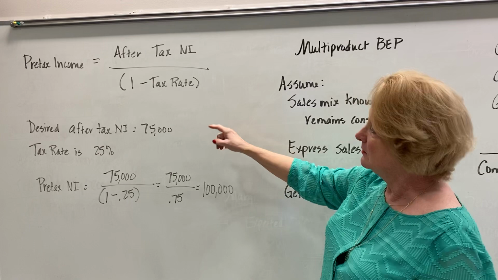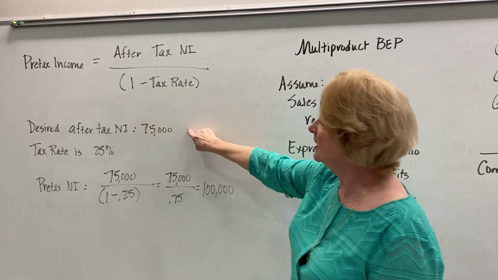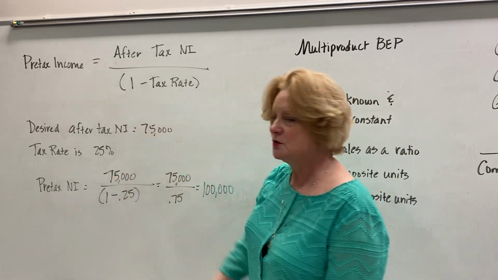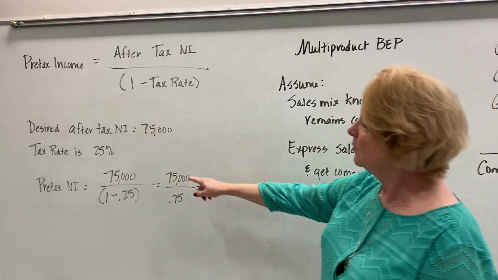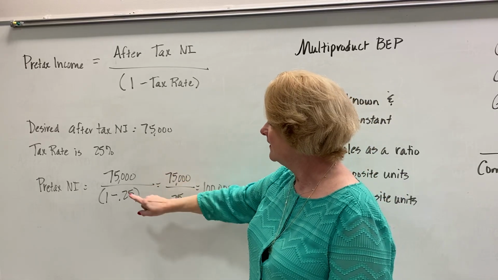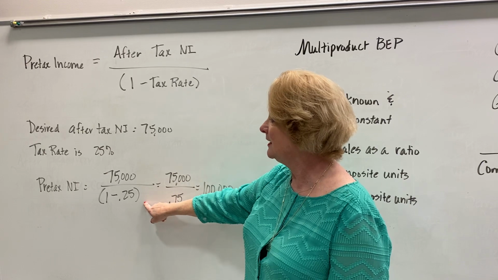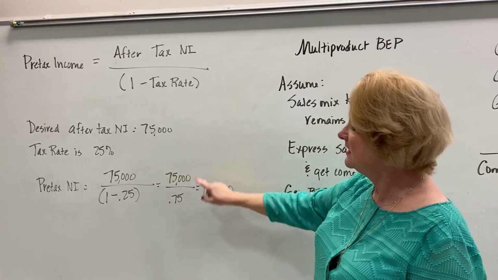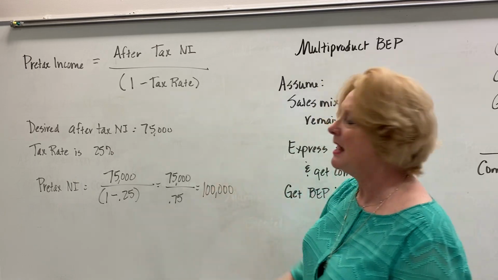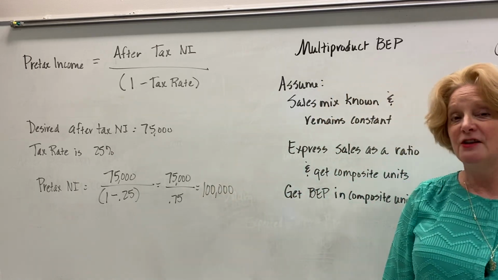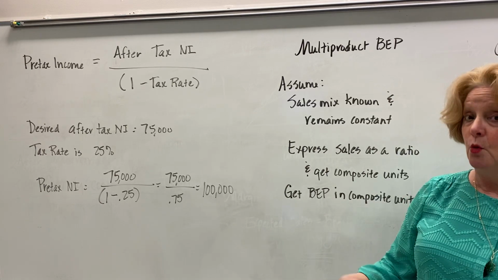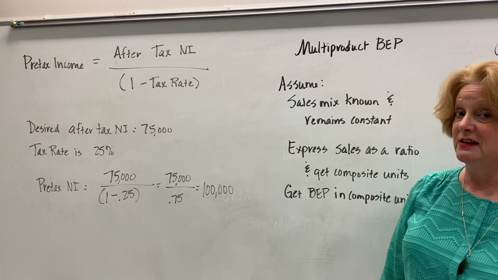Let's do an example. If my desired after-tax net income is $75,000 and my corporate tax rate is 25%, I'm going to say pre-tax, I need to earn 75 divided by 1 minus 0.25, which is 75,000 over 75%, or my pre-tax net income needs to be $100,000, and that's what I need to generate from unit sales in order to have after-tax net income of 75,000.